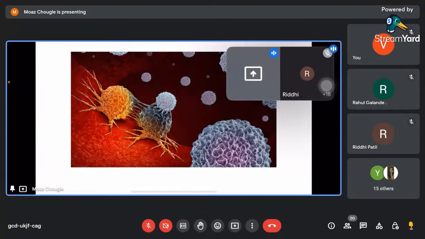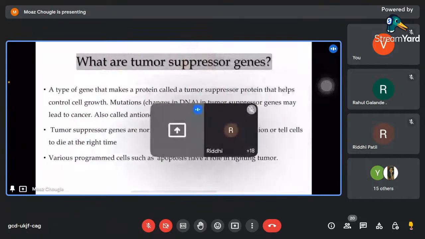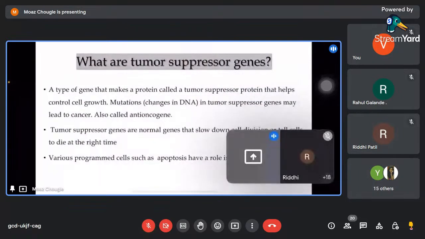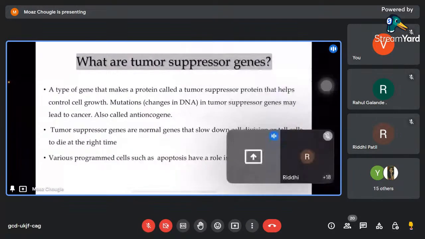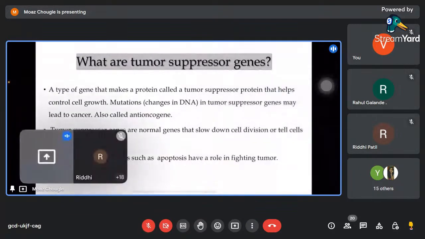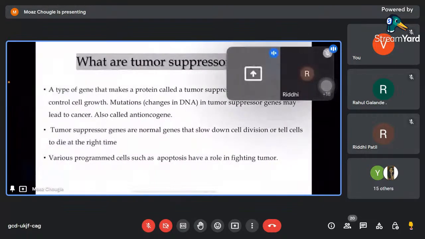So what are tumor suppressor genes? A type of gene that makes a protein called tumor suppressor protein, which helps to control growth. Mutations in the DNA of tumor suppressor genes may lead to cancer. They are also called anti-oncogenes. Tumor suppressor genes are normal genes that slow down cell division or tell cells to die at the right time. Programmed cell processes such as apoptosis have a role in fighting tumors.